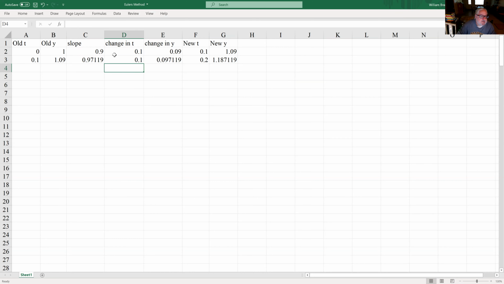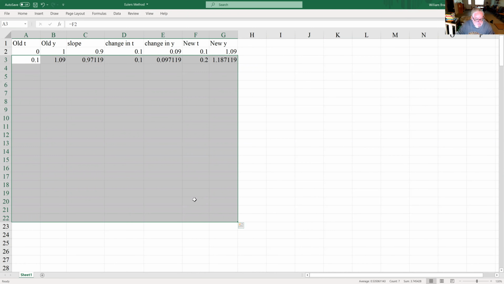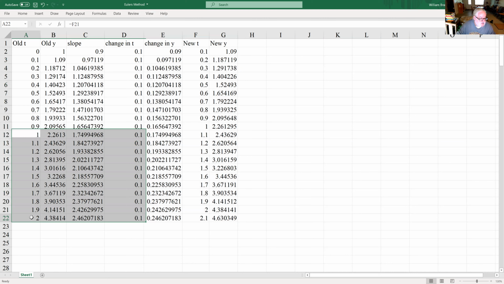Right, so 2 steps of size 0.1 in t takes me from 0 to 0.2. But maybe by updating more often, by the time I get to 2, I will have a better estimate. So Control D, bring all that down. So here we are at 2, 4.38. So that's closer, right? 4.38, that's a better approximation. And we did that by taking smaller and smaller step sizes on y.